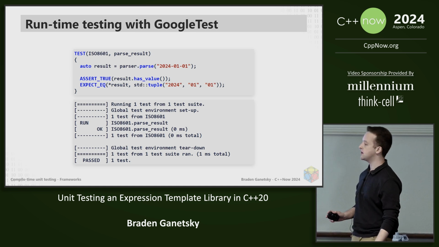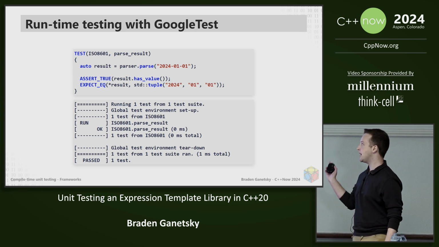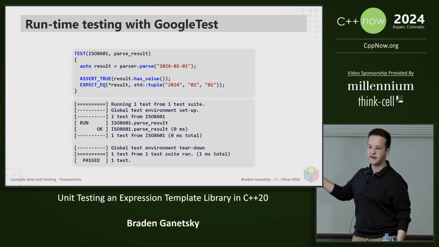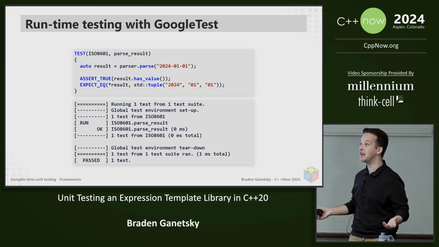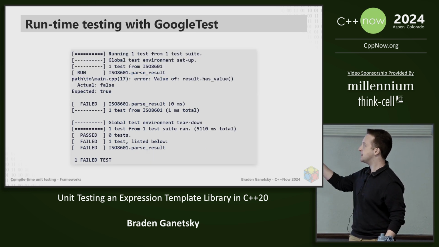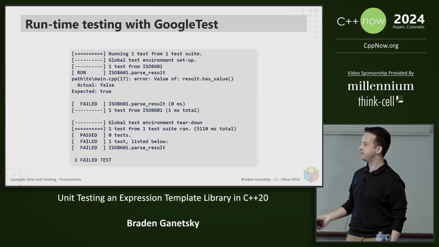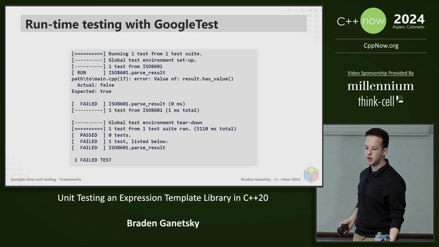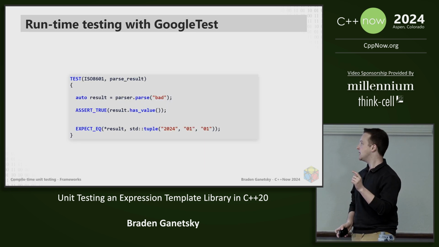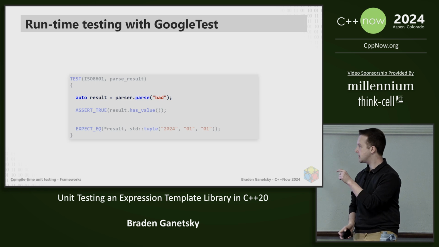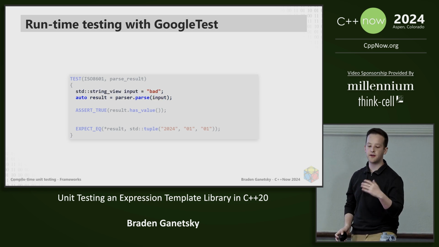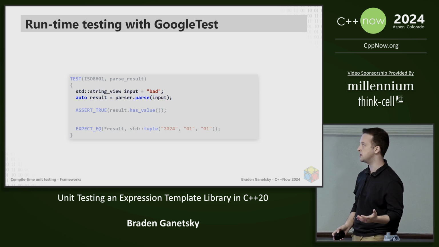Okay. Yeah. If I put in, instead of the string 2024-01-01, if I give it the string like BAD, for example, it'll tell me this. It failed. Okay, so result.hasValue failed. But I want a better error message. So what I'm going to do, I'm going to take this test. I'm going to look at this auto result equals parser.parse bad. I'm going to factor out that bad into an input so that I can use it later.